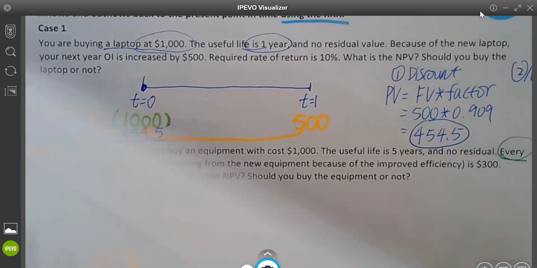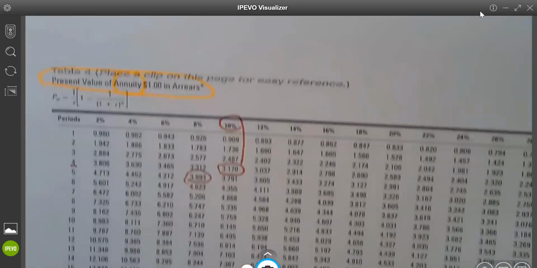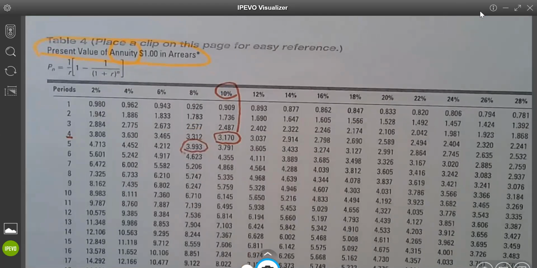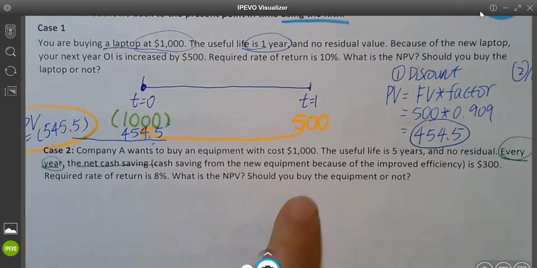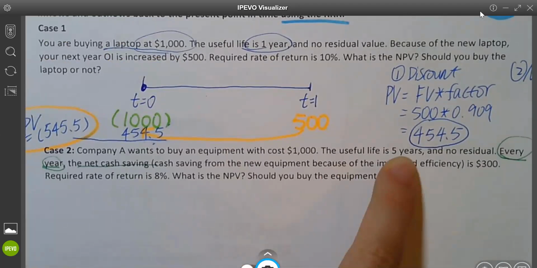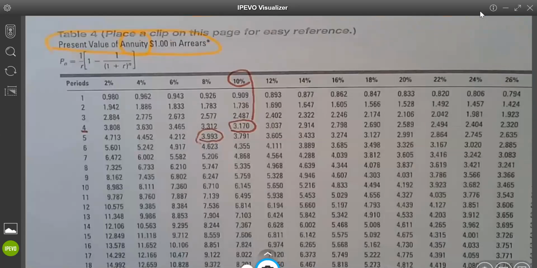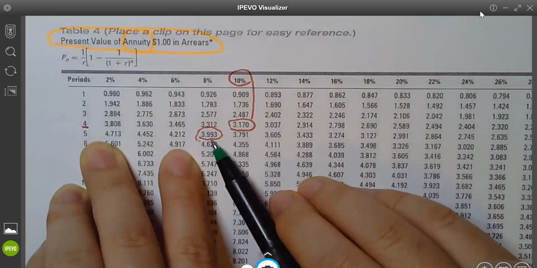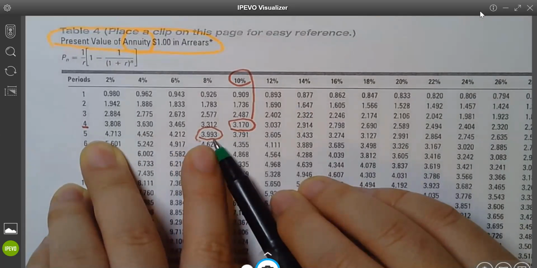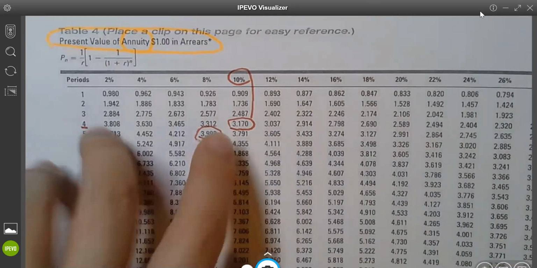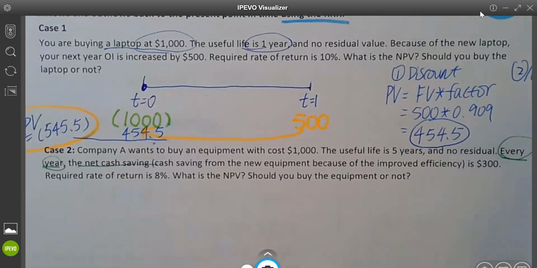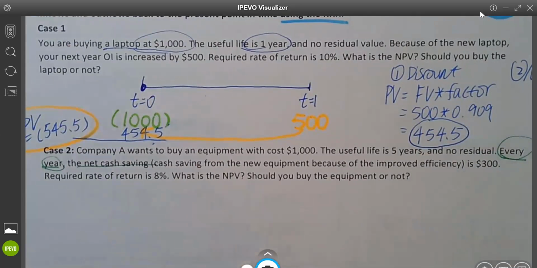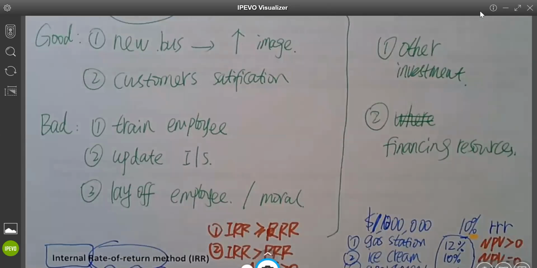So we have to use table 4. Make sure you use table 4. The discount factor for 5 years at a rate of 8% is 3.993. Every year means it's an annuity, so you use table 4. If it's just 1 year, you use table 2.